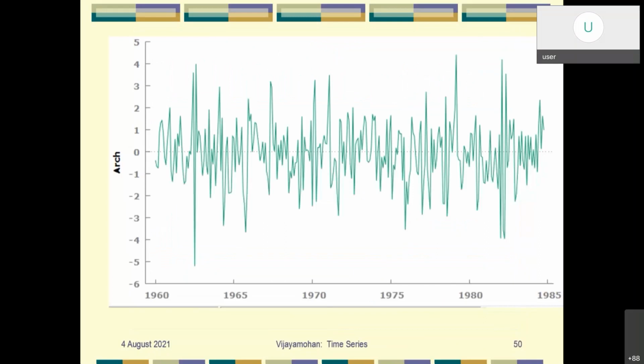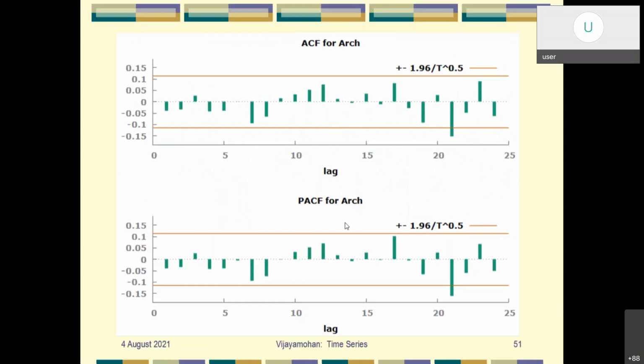Now this is a stationary ARCH process, the time series plot, and this is the ACF and PACF for the ARCH series. Now see, it can so happen that sometimes a later lagged value may cross the 95% confidence interval. Sometimes it can so happen, but even then you can take it as a stationary one. This is a later one.